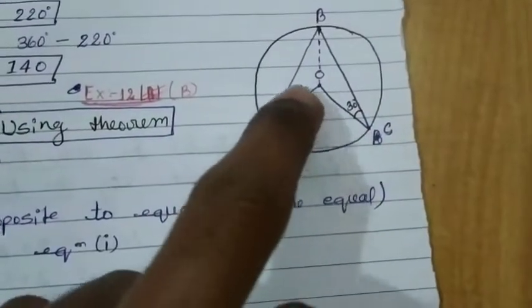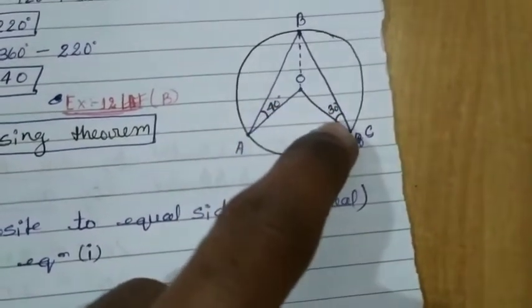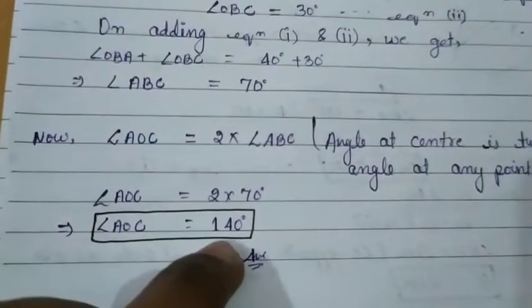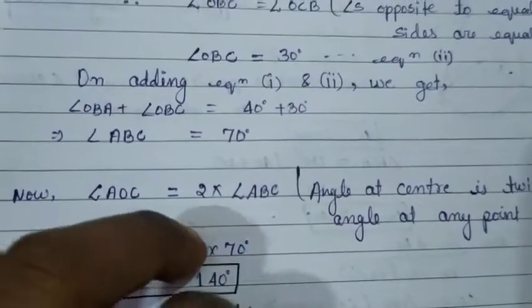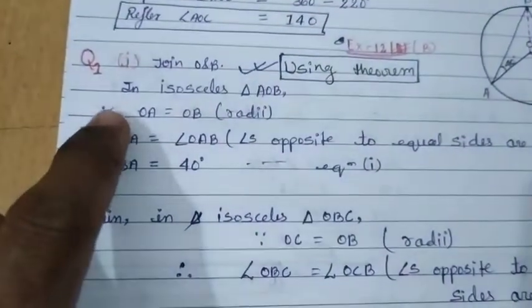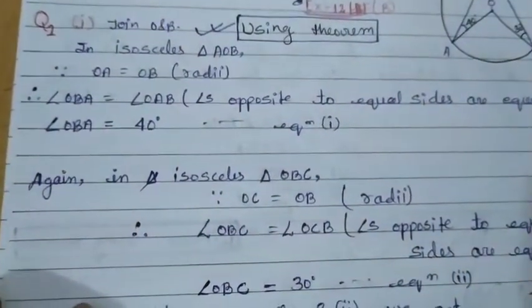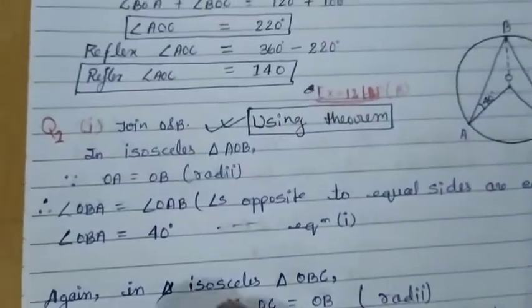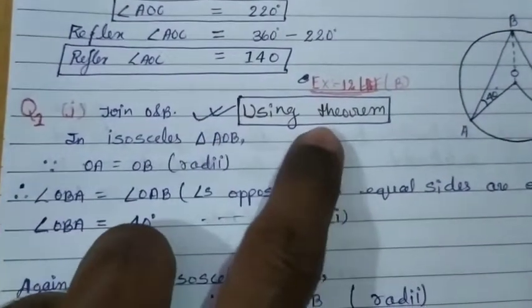So you need to find AOC. This AOC means to say acute AOC, that is 140 degrees. So I hope you understood. So this is the way. Always care about the signs, and also some grammatical mistakes you always make. Furthermore, this is the solution of this question using the theorem.